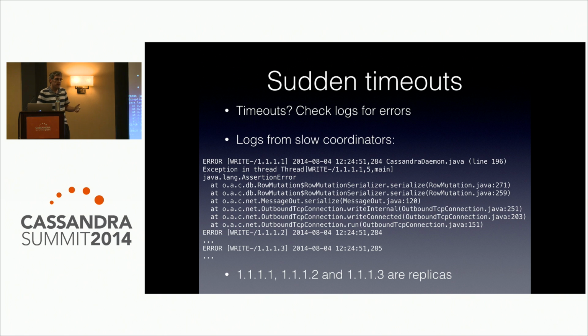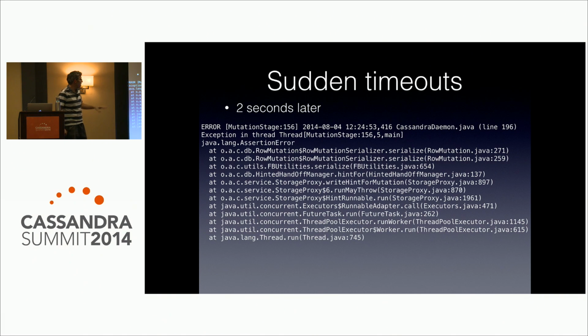And then actually, 2 seconds later, we got another error on the coordinator as well, which looks almost the same, but we can see further down the stack trace that it's in writing hints, and we can see that the thread is different. This is in the mutation stage. So the mutation stage in Cassandra is the thread pool that deals with writes. So if you get an error there, then that means you're going to get some timeouts. So this is a little bit suspicious.